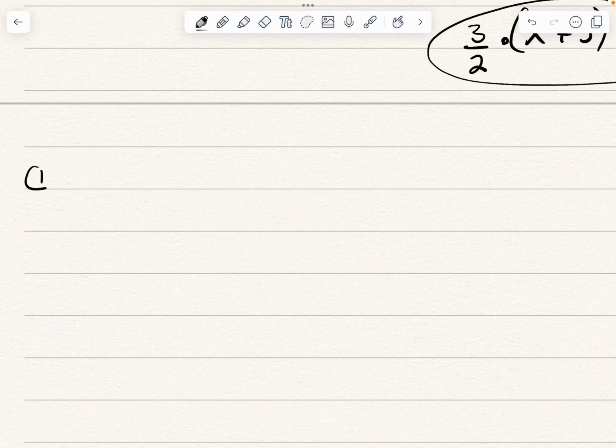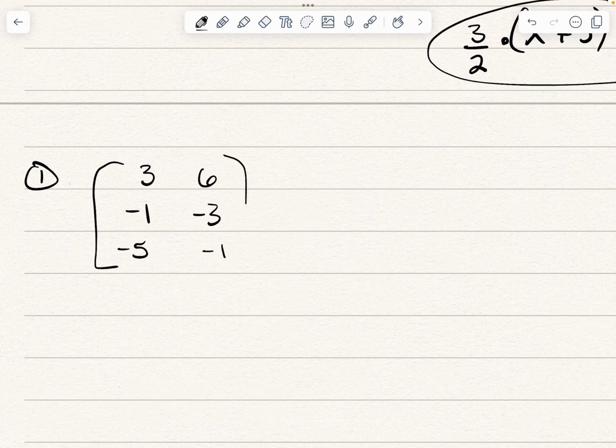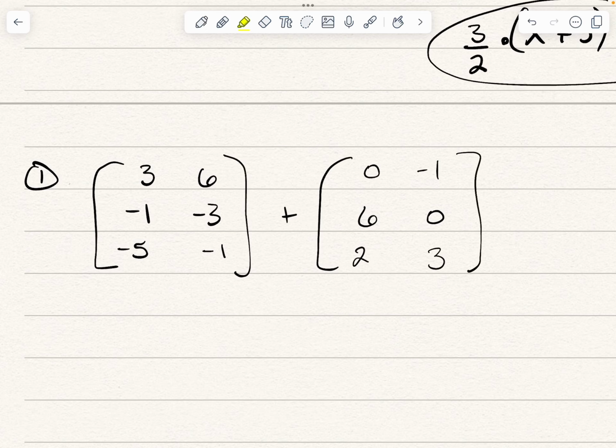Okay, so we're looking at our matrix operations here. And our first one, we are adding matrices together. So this is a 3-row and 2-column matrix added with another matrix that is 3 rows and 2 columns. Okay, so what you're going to do is you're going to add up the pieces that are the same. So 3 plus 0 is going to give me 3. So my first spot is 3.